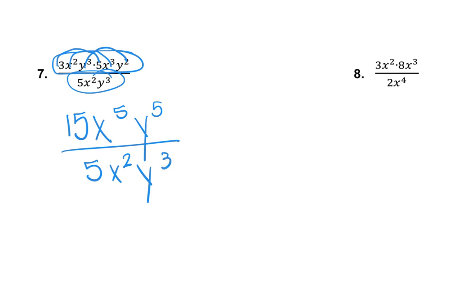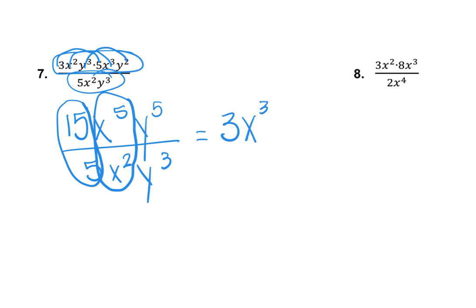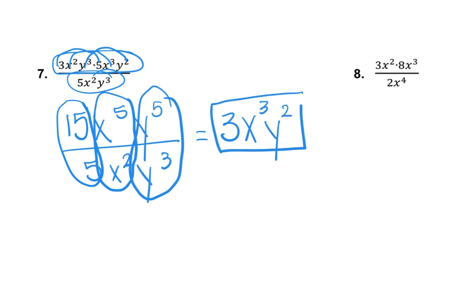All right, let's divide here. 15 divided by 5 is equal to 3. X to the 5th divided by x squared is x to the 3rd. Y to the 5th divided by y to the 3rd is y squared. And you are all done.